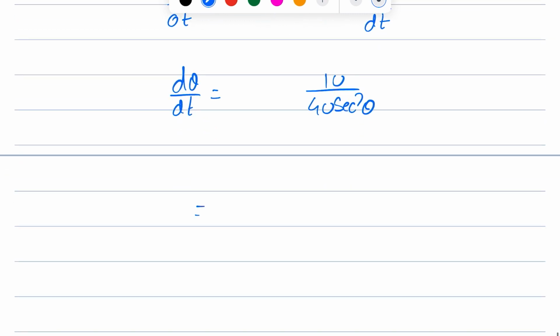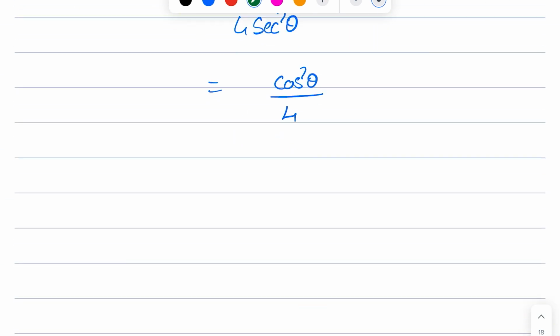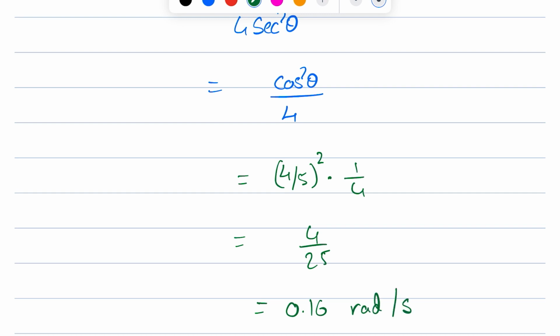Which is nothing but 1 upon 4 secant square theta. Since 1 upon secant theta is cos theta, it becomes cos square theta upon 4. So what is cos theta from here? This side was 30, so by the Pythagorean triplet, the hypotenuse has to be 50. Cos theta is adjacent side upon hypotenuse, which is 4 upon 5. So 4 upon 5 whole square times 1 upon 4 is 4 upon 25, which is 0.16 radians per second. That's going to be the answer.